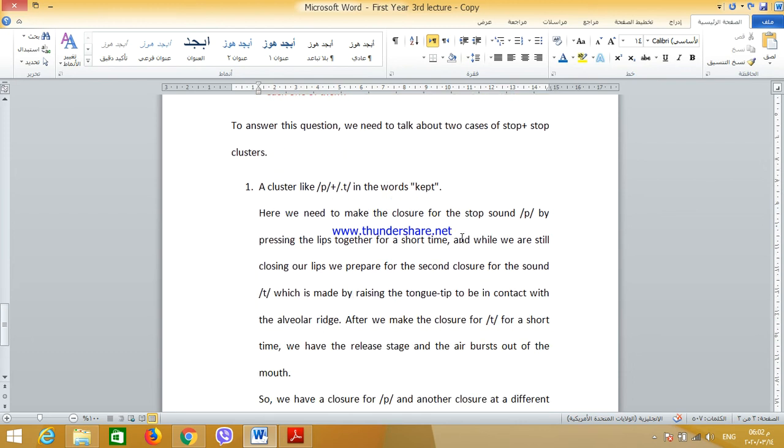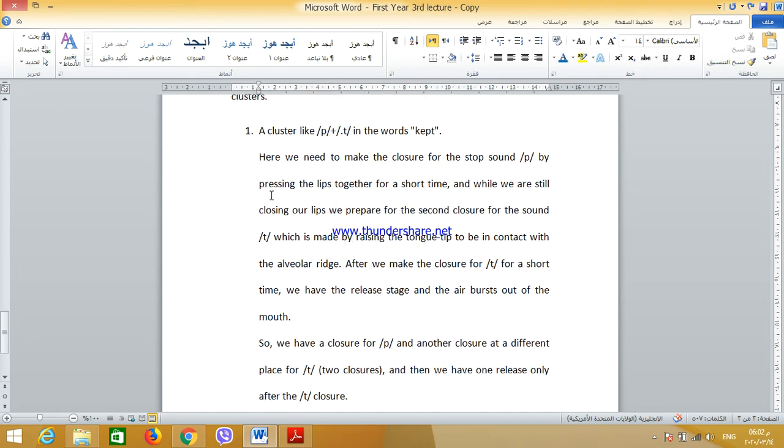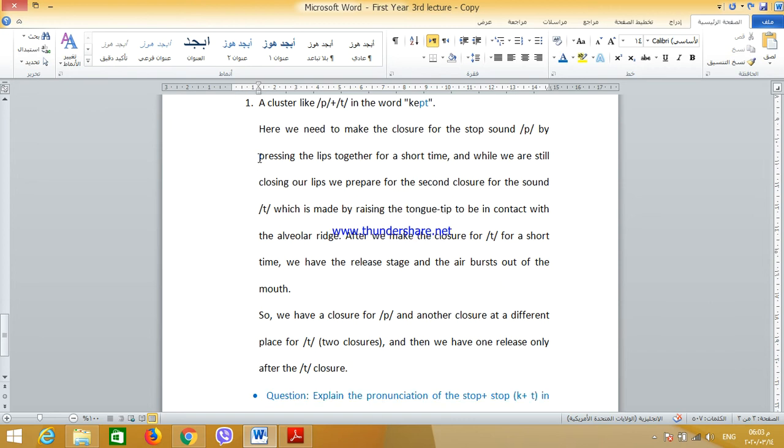Actually, in the case of a stop plus a stop, we need to differentiate between two cases. Now I'm going to explain the first case. If we have a cluster like p plus t, as in the word kept, look, here we have p, t in final position, one after the other, without a vowel between them. So how do we pronounce this cluster?